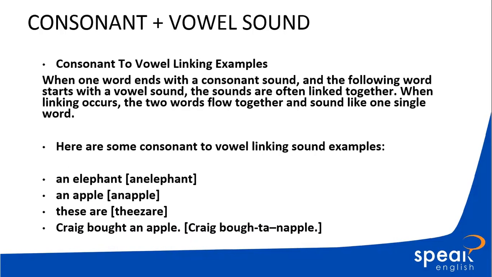Okay. And then, how do we read this sentence here? Can you tell me? Craig bought an apple. Very good. We're gonna say Craig bought an apple. One more time. Craig bought an apple. Great. Very good. Let's see. Jorge, can we give it a try with the last sentence? Craig bought an apple. Exactly. Perfect. Okay, so this is rule number one.